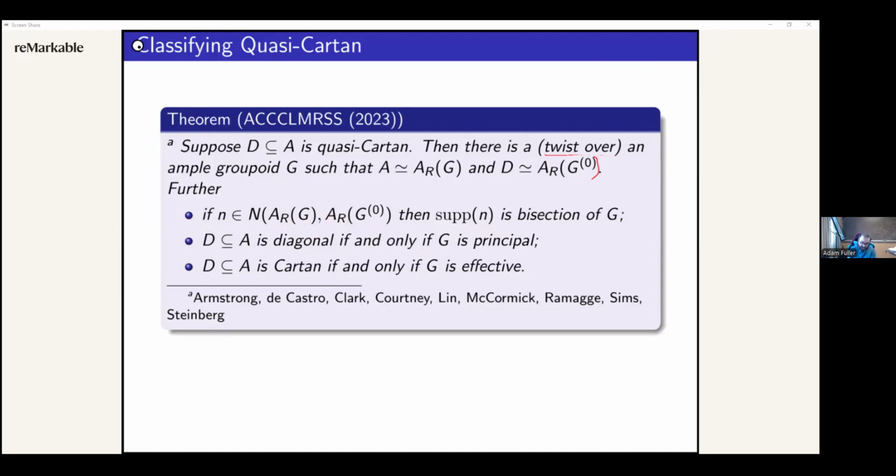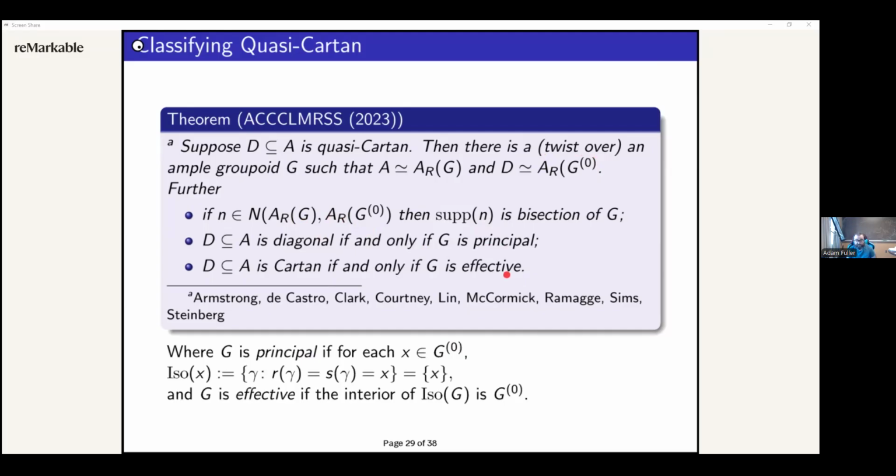If we're diagonal, then G is principal. And if we are Cartan, then G is effective. Where principal here means that at any point in the unit space, the only elements that go from X to X is just X itself. So the isotropy group over X is just a singleton.